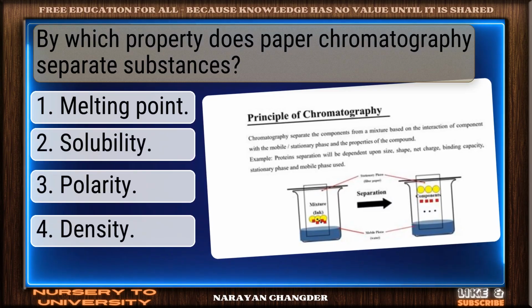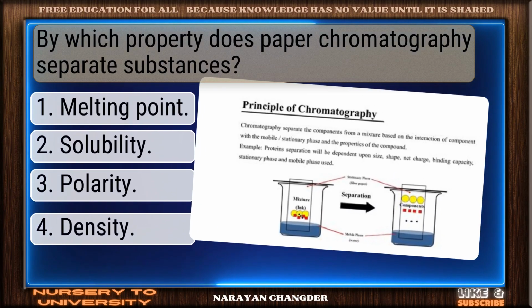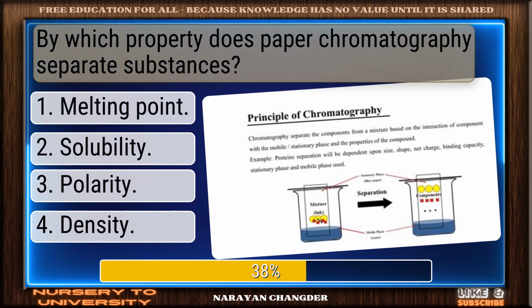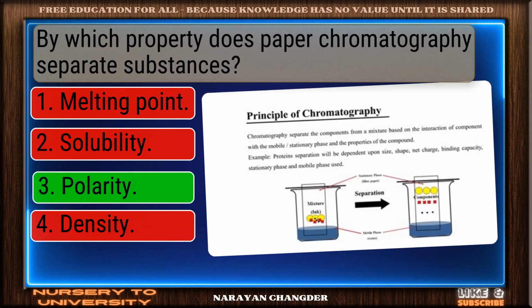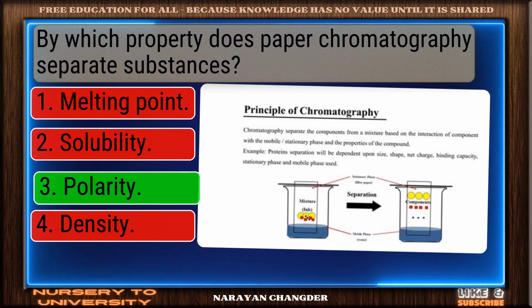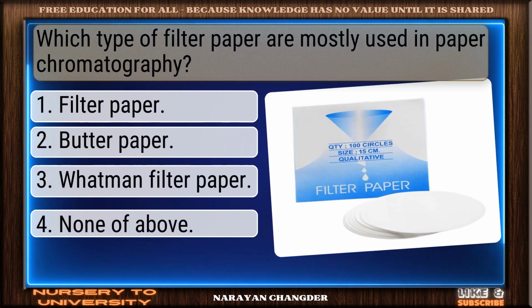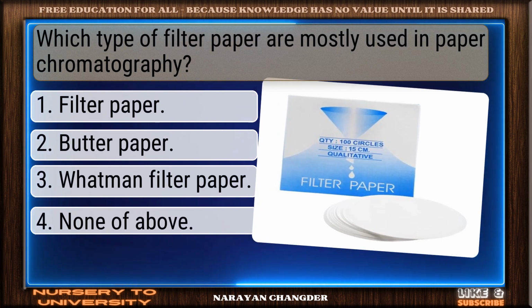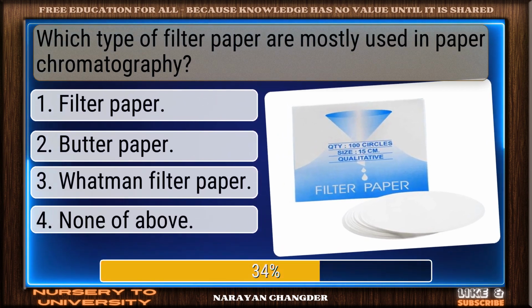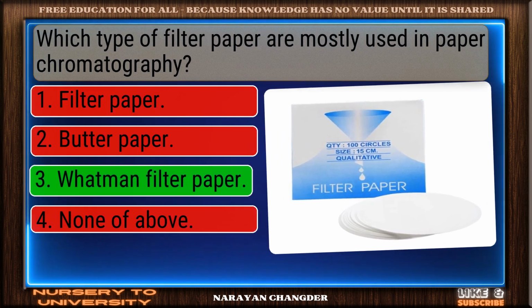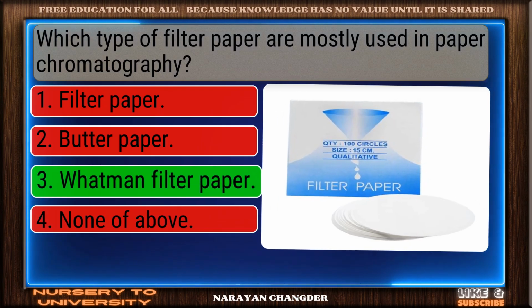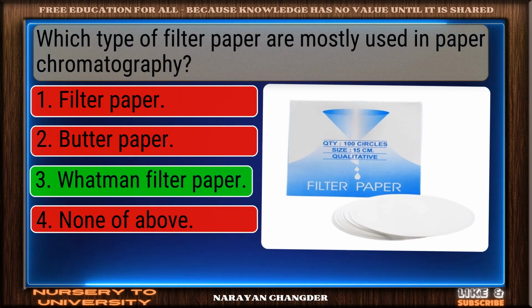By which property does paper chromatography separate substances? You chose polarity, and it is correct. Which type of filter paper is mostly used in paper chromatography? Excellent choice. Whatman filter paper is the right answer.